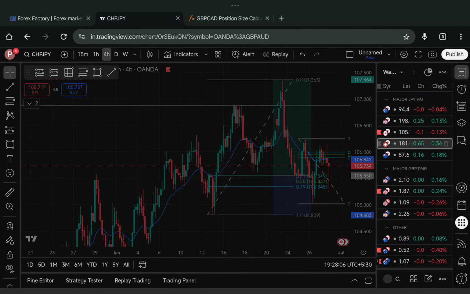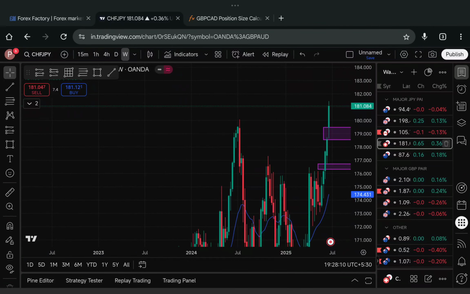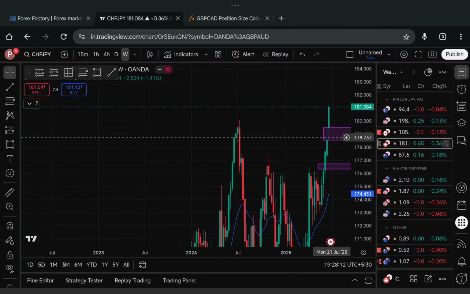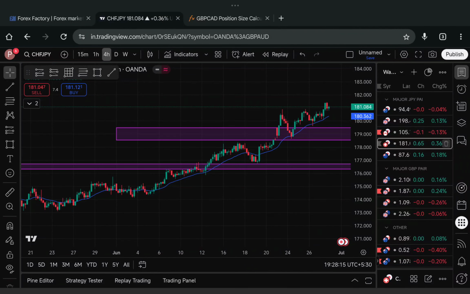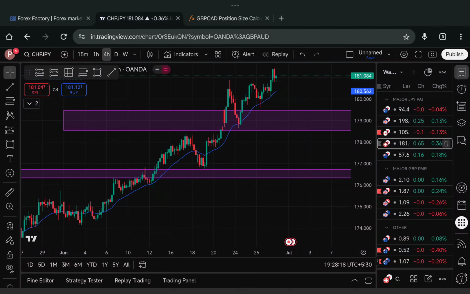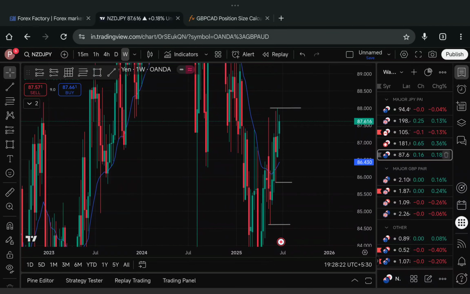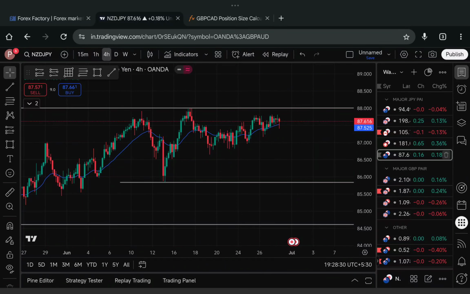Now for CHF JPY, it has a very nice fair value gap here. I will wait for price to enter here in the 4-hour time frame to plan any trades. Now at NZD JPY on weekly time frame, I will wait for price to touch this high, since this was likely to get taken out, and I will plan my trade from there.